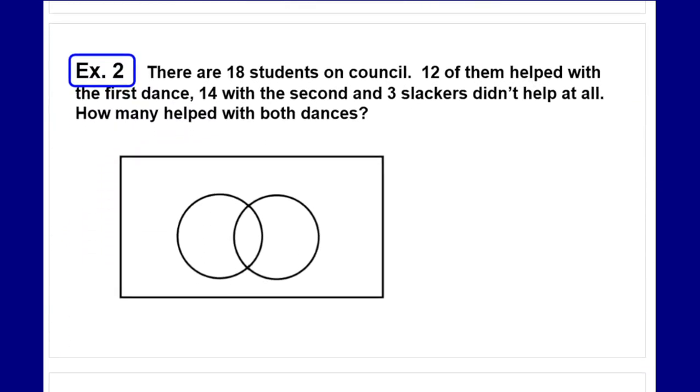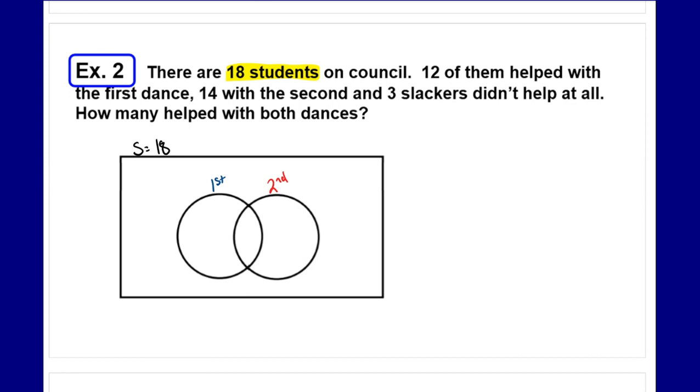In the second scenario, there are 18 students on council. 12 of them helped with the first dance, 14 with the second, and 3 didn't help out at all. We want to figure out how many students helped out with both dances. So we can start off looking at our sample space. There are 18 students. Again, we get that from our question. We're going to look at the first dance and the second dance as our two outcomes or two events.